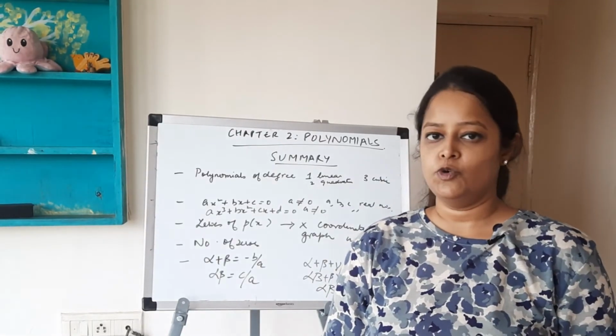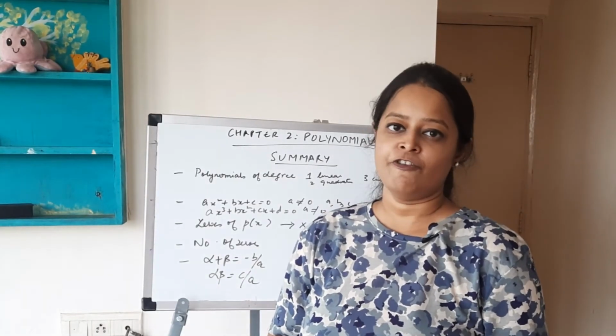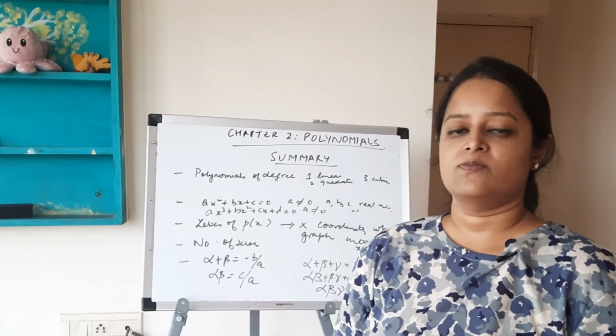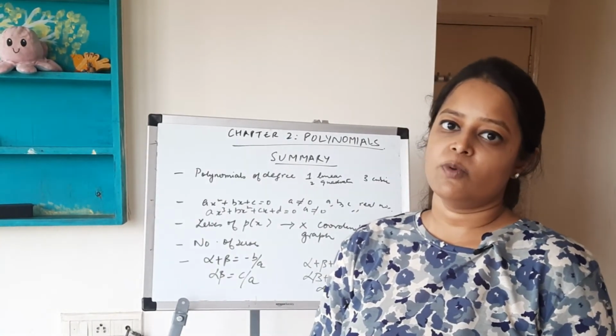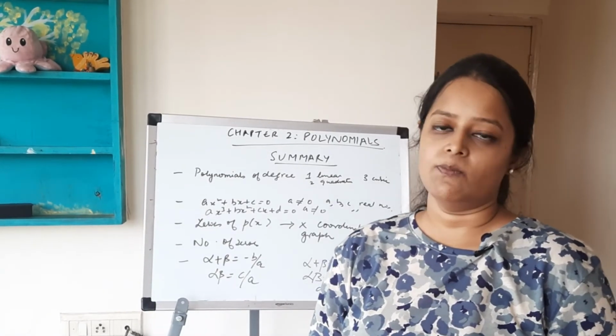Summarizing this chapter, Chapter 2 Polynomials of Class 10 mathematics, NCERT, CBSE for you guys. The summary is, what is a polynomial? A polynomial is an expression in x. What is the degree of a polynomial? The degree of a polynomial is the highest power of x in the polynomial.